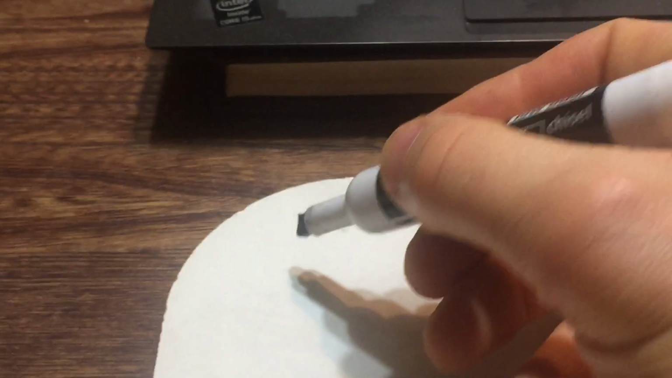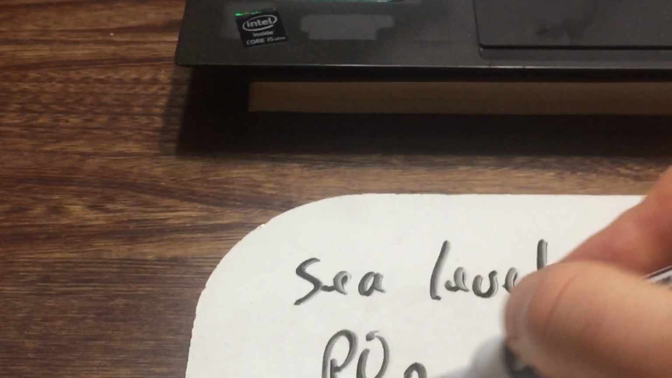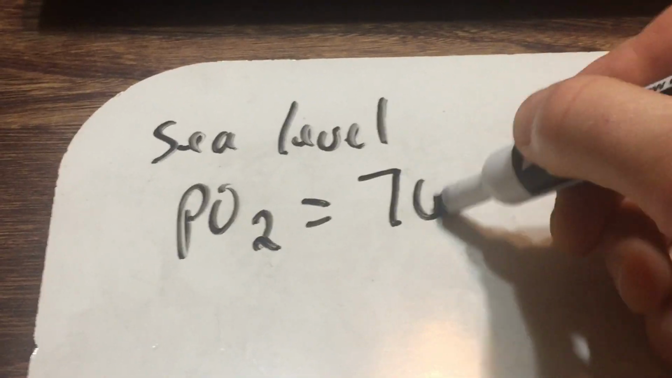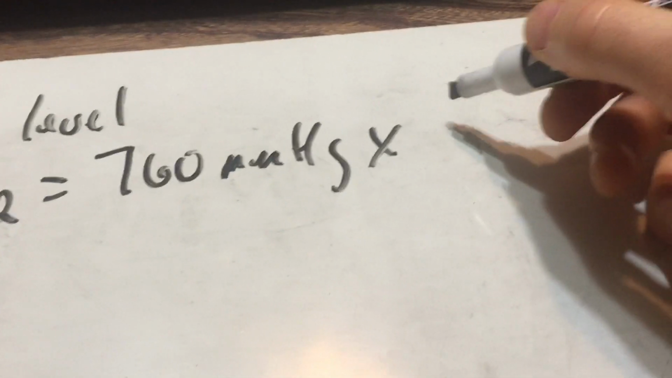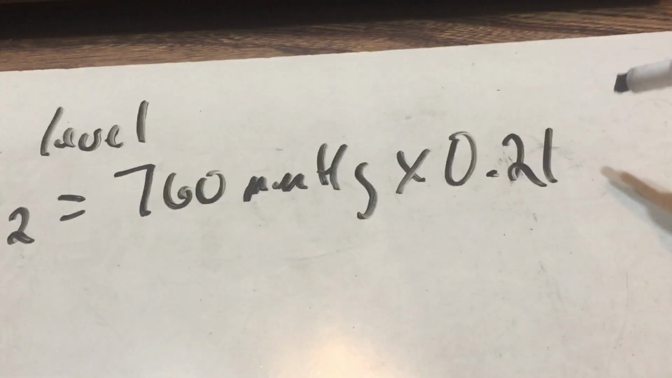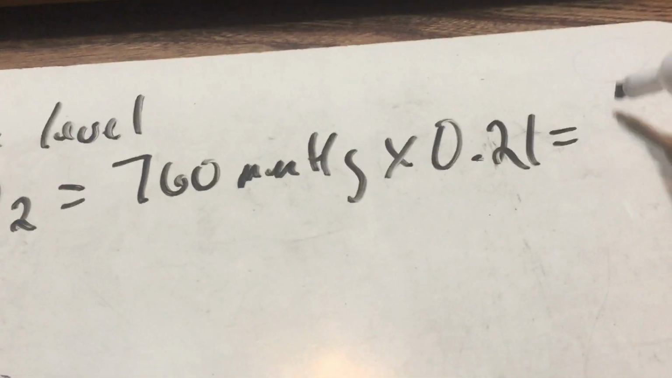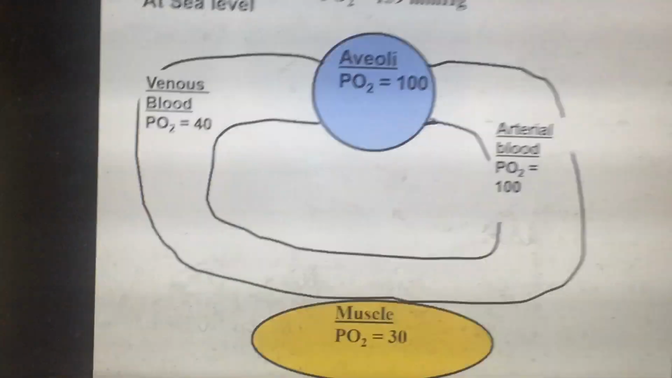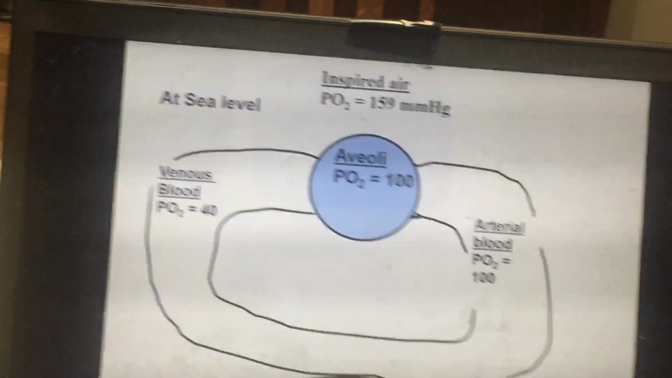First of all, I'm going to go to the whiteboard here. So at sea level, you have a partial pressure of oxygen that's equal to your atmospheric pressure, which is about 760 millimeters of mercury, times the percentage of oxygen in the air, about 21%, so 0.21, and that's equal to about 159 millimeters of mercury. So that's what you see at sea level, and that's what you have in this diagram up there, 159 millimeters of mercury for partial pressure in the atmosphere.